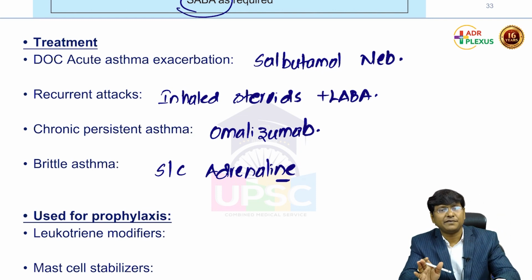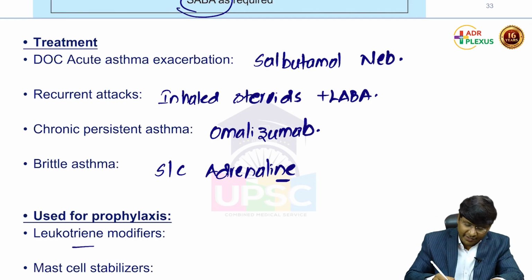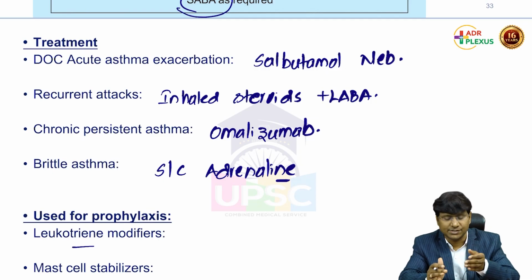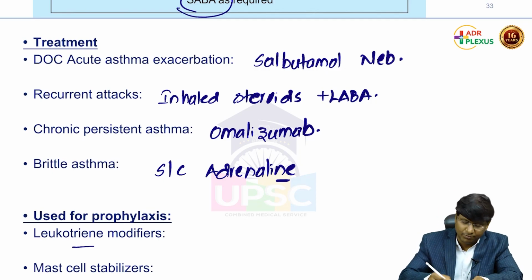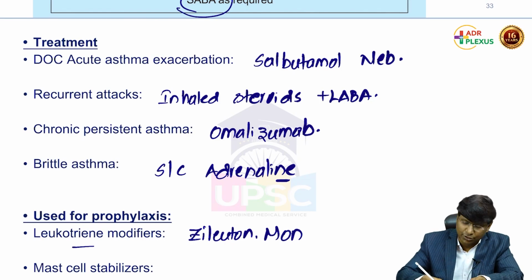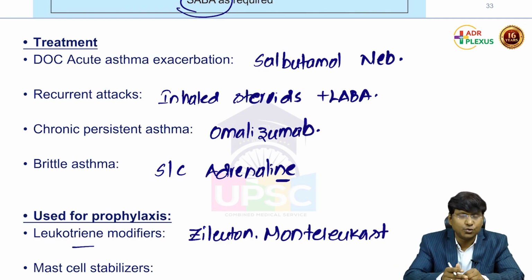The drugs which are given for prophylaxis are mainly leukotriene modifiers and mast cell stabilizers. These two drugs are not given for acute attacks. Examples of the leukotriene modifiers include zileuton, another important molecule is montelukast, as well as zafirlukast or zileuton. These are the examples of the leukotriene modifiers.